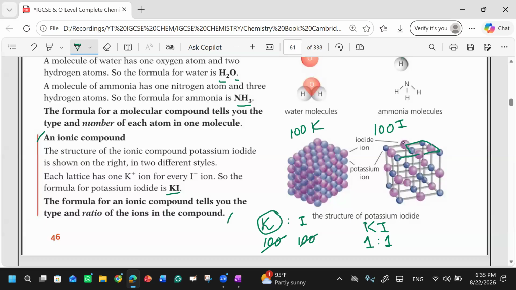Because you see, one iodine is combining with the other potassium, then potassium with iodine. And this is a regular structure. So if you have a regular structure, both the atoms, both the anion and cation, will be the same in number. If you have 200 potassium, then you will have 200 iodide ions. If you have 300 potassium ions, then you will have 300 iodide ions. And the simplest ratio will be 1:1, right? Are you clear with this?